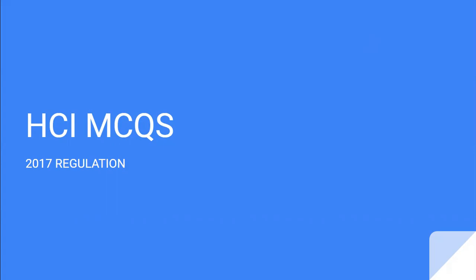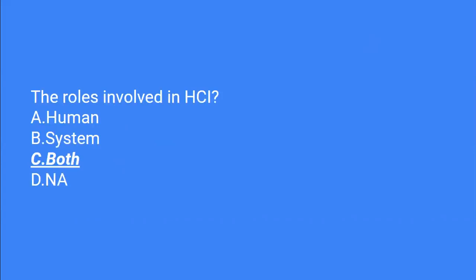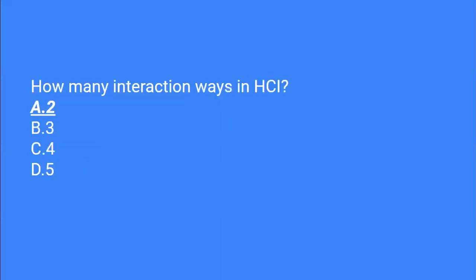Today we are going to see HCA MCQs 2017 Regulation Anna University Syllabus. First question, the roles involved in HCA. Human, system, both, none of the above. The answer is both because both human and system are involved in HCA. In the name itself, we can understand HCA is human computer interaction. Here, human and computer are the main factors.